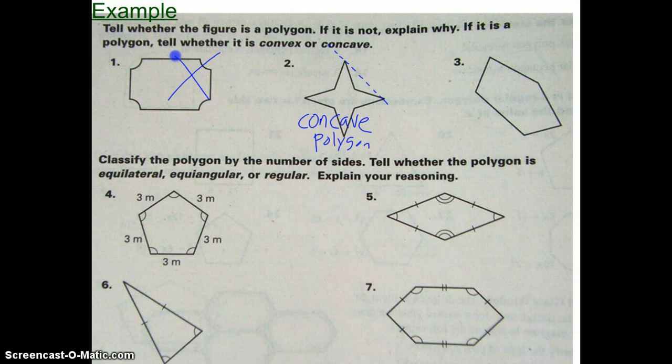Number three, those are all segments, so it's a polygon. They're all connected endpoint to endpoint. It's a closed plane figure. All the proper definitions are there. And if we try to connect any two vertices with a segment, those segments are all going to be inside of the shape. So this is a convex polygon.